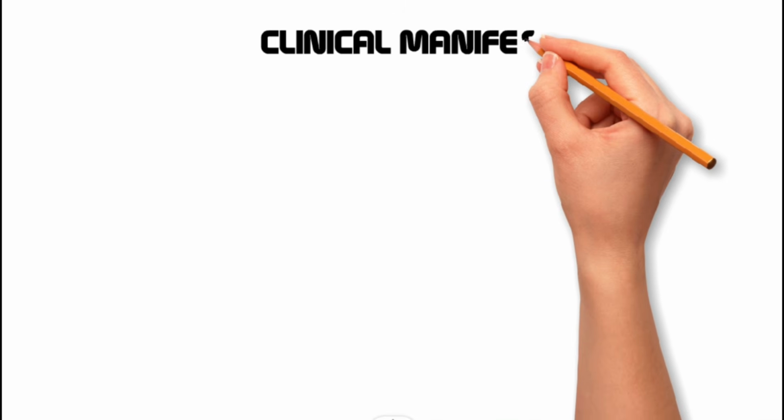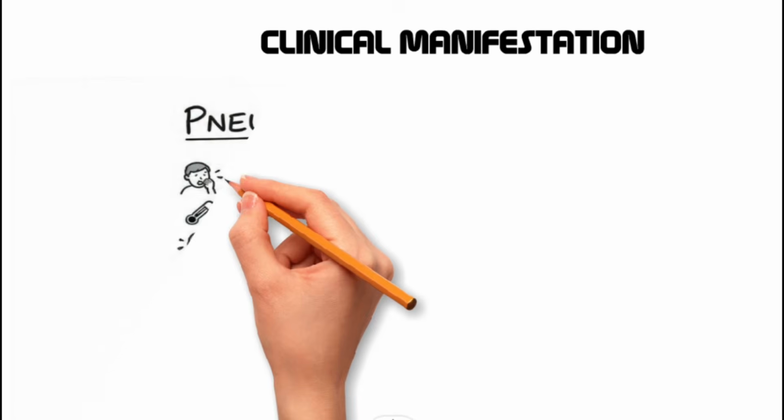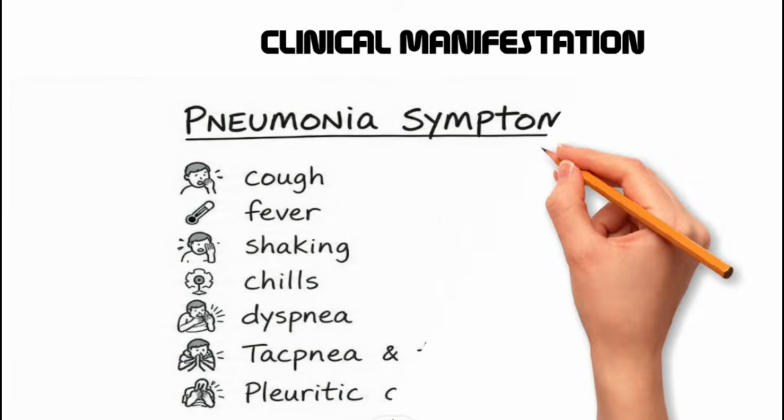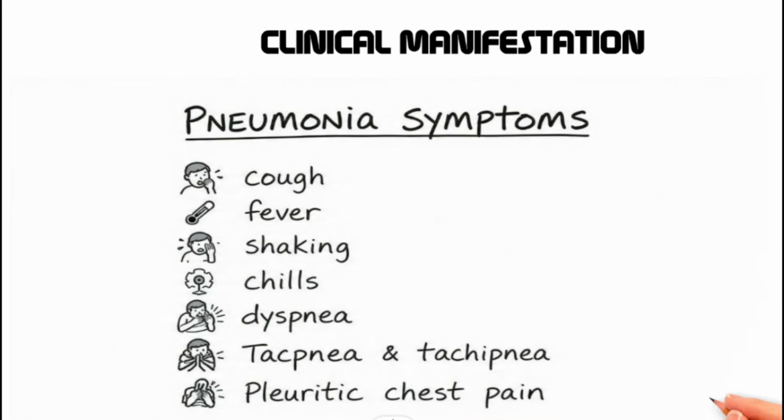The most common presenting symptoms of pneumonia are cough, fever, shaking chills, dyspnea, tachypnea, and pleuritic chest pain. The cough may or may not be productive. Sputum may appear green, yellow, or even rust-colored.